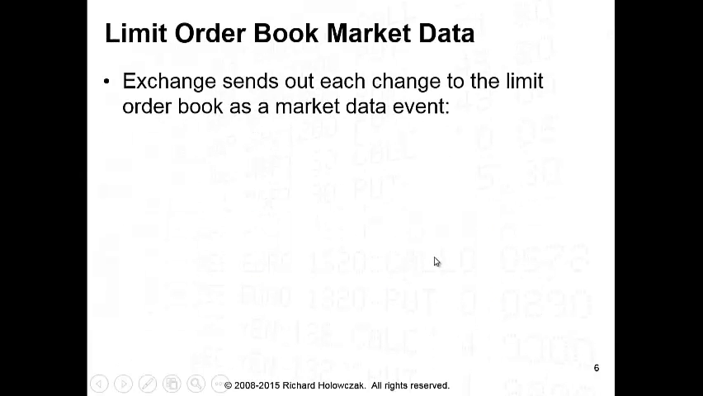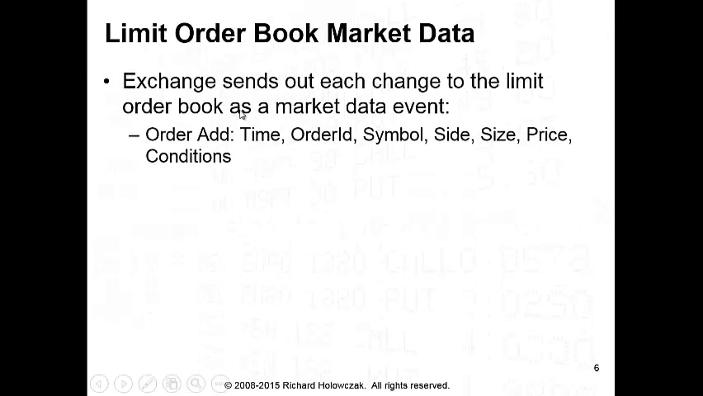So let's take a look at what data is available that can come out of a limit order book. And we can really think about a set of events that go on. An order add is an event where the exchange will show the time. It'll give a unique order ID, a symbol, maybe for a stock or an option contract or a futures contract, the side of the market, which means whether they're buying or selling, the size, could be again the number of shares or number of contracts, the particular price they're willing to trade at, and possibly some conditions, how long this order should stay in the book, for example.